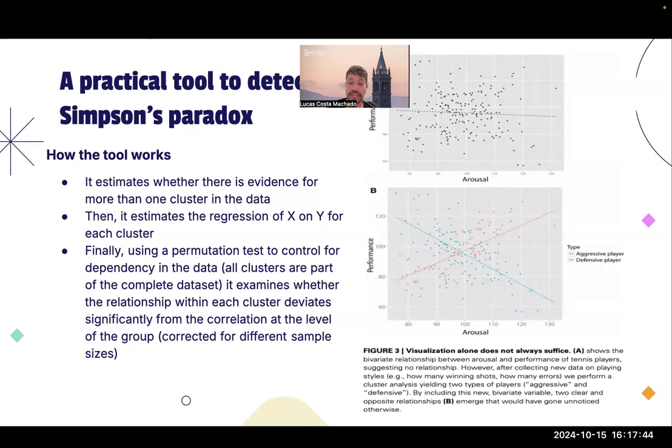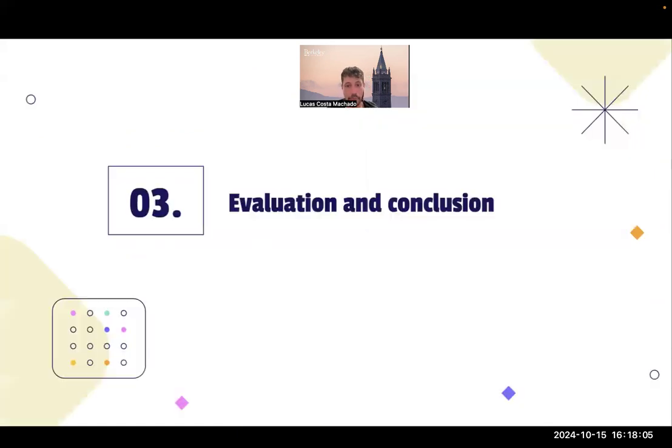For the aggressive players, the higher the arousal, the higher the performance. For the defensive players, it's the opposite. So you can see that our aggregated conclusion is different for each of those clusters that we created, and this can lead to different decision making. I really like this example.